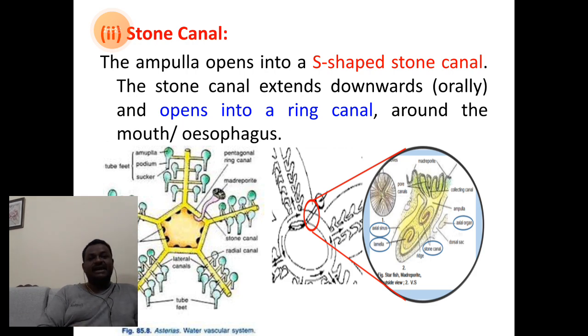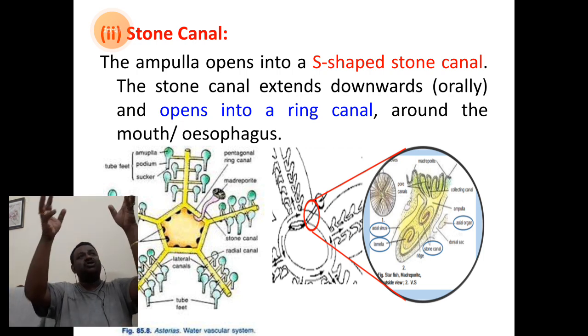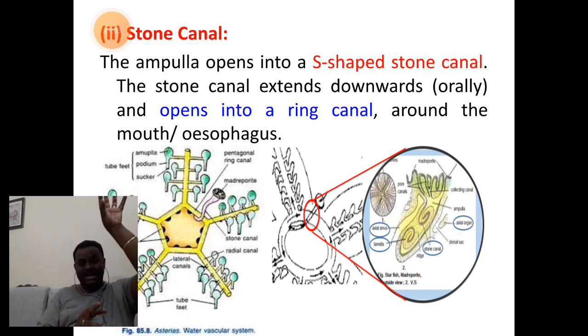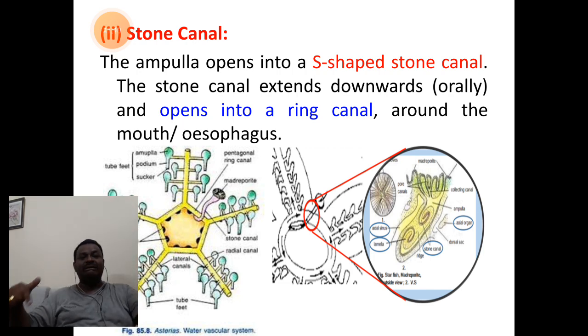After understanding the structure of Madreporite, the second part that we should understand is the stone canal. The stone canal is also called the Madreporic canal because the Madreporite structure continues down as the stone canal. It is an S-shaped canal. One end of the S shape joins with the Madreporite upward at the aboral surface. The other end of the S-shaped canal joins with the ring canal down within the body.